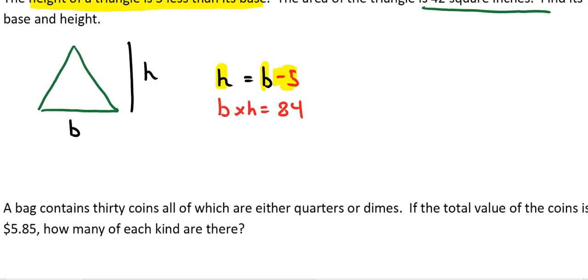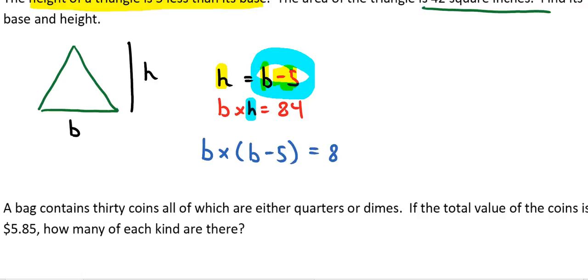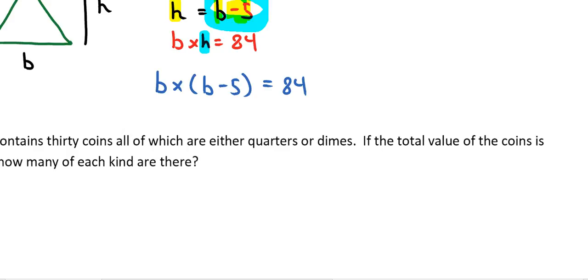Okay, so just like the previous word problem, I need to do a substitution step here. If you see this h right here, I'm going to replace that blue h with b minus 5. So this will be b times b minus 5 equals 84. And then I just distribute here. I'll do that on the side. So b times b is b squared minus 5b equals 84.